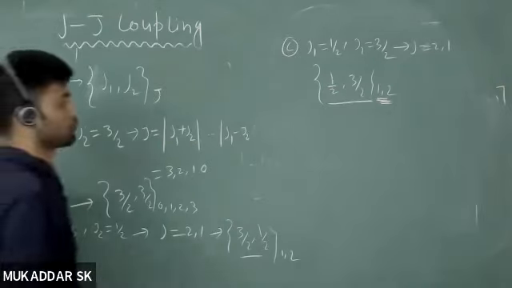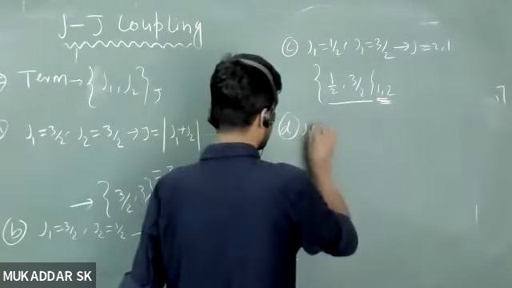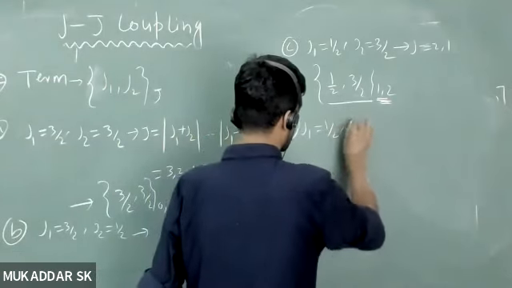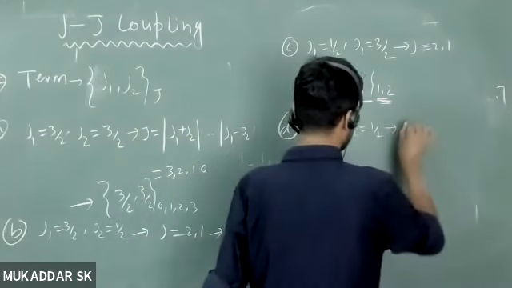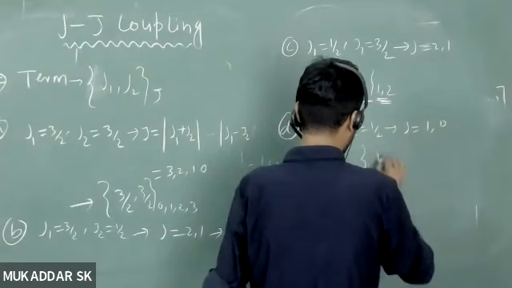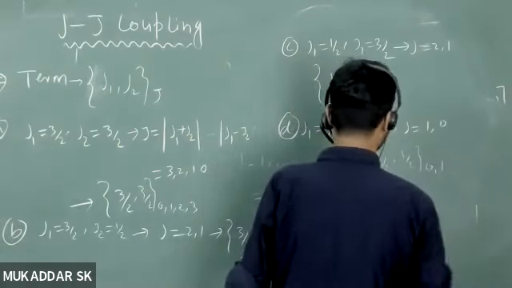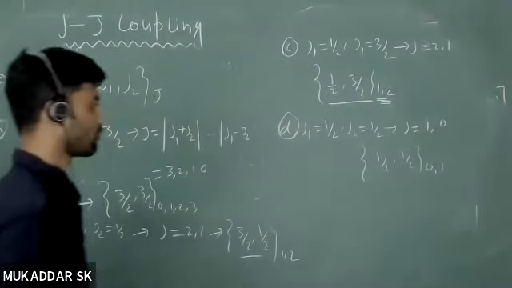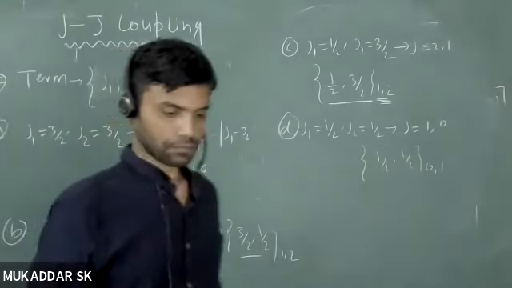Okay. Last combination is J1 equals half, J2 equals half. So what about J now? 1, 0. Good, 1, 0. So the terms will be half, 1 by half, 0, 1. Good, 0, 1. So these are the things you got. Now you have to arrange these terms. So how will you arrange?